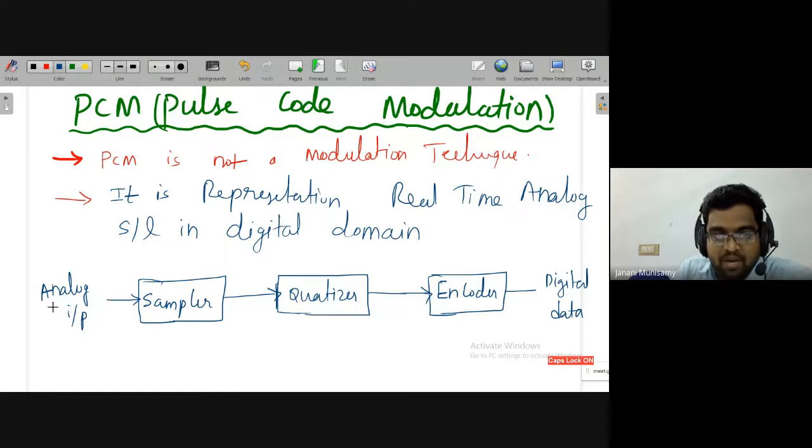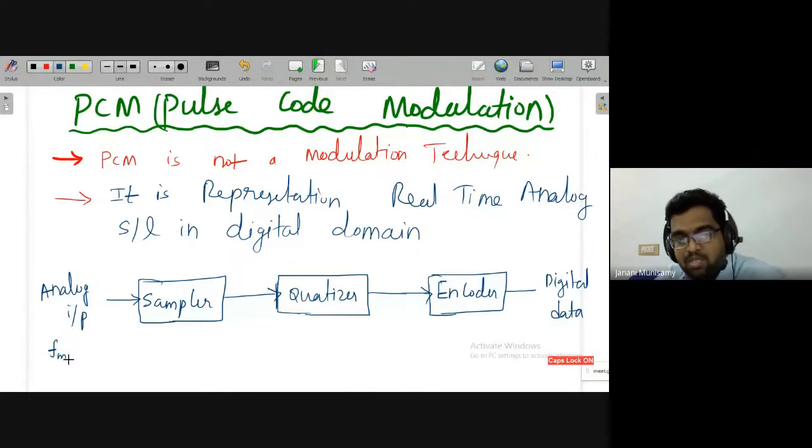Then, whenever we have an analog signal, it will have some maximum frequency that I am mentioning as Fm. It's not a single frequency. Whatever Fm I am mentioning is the maximum frequency in the signal. Maybe the frequency is spreading from 0 to Fm. Fm may be anything, 10 kilohertz or 1 kilohertz, like that.